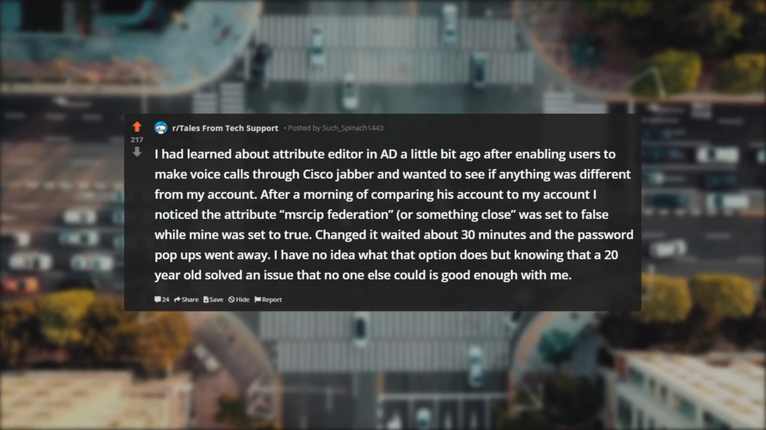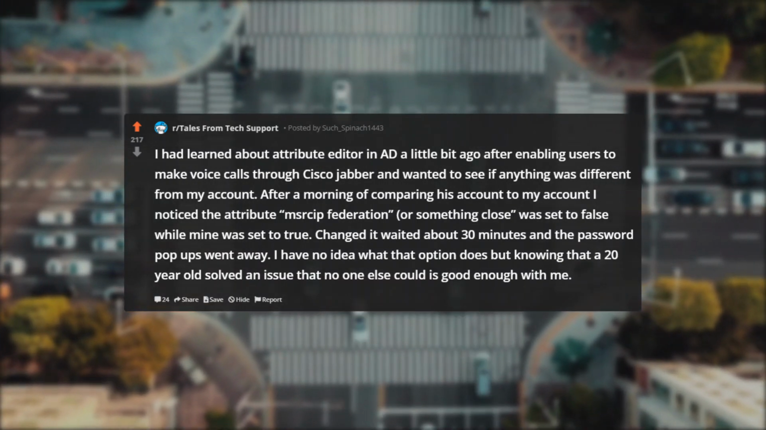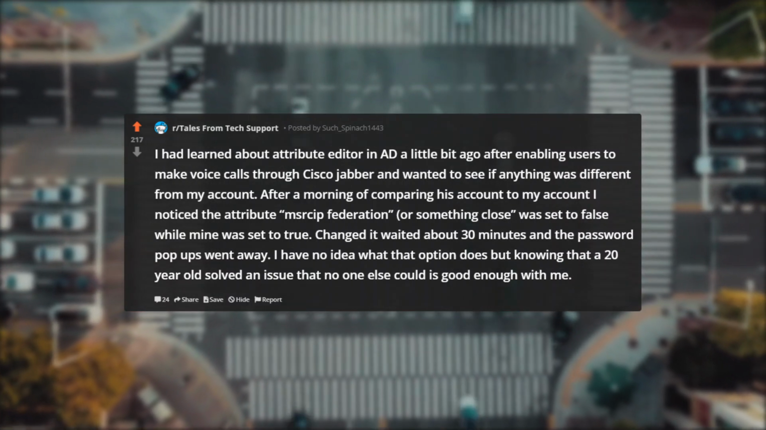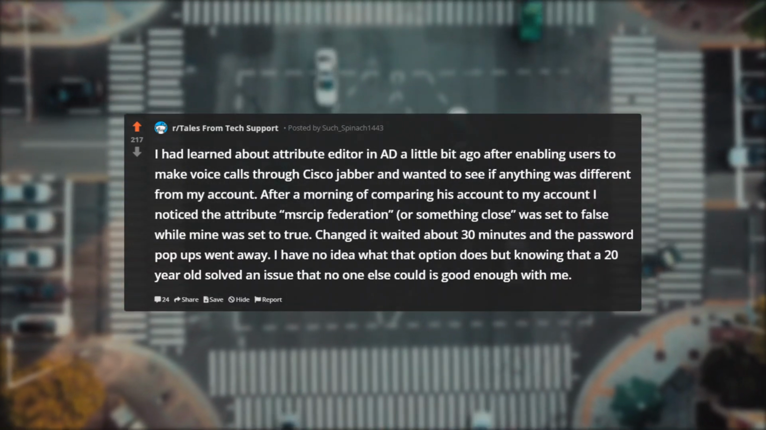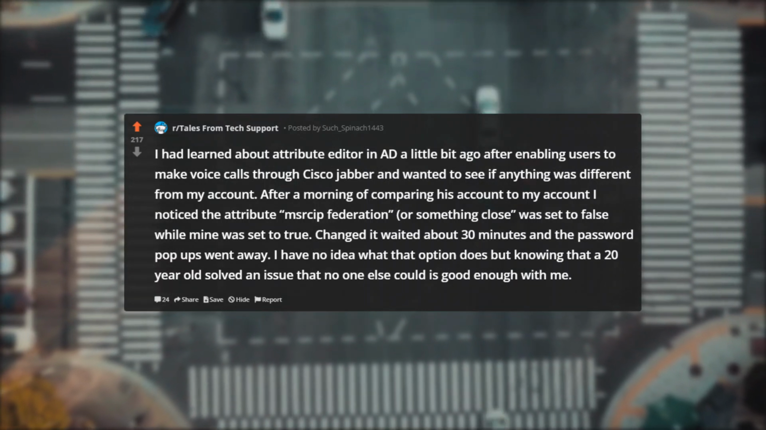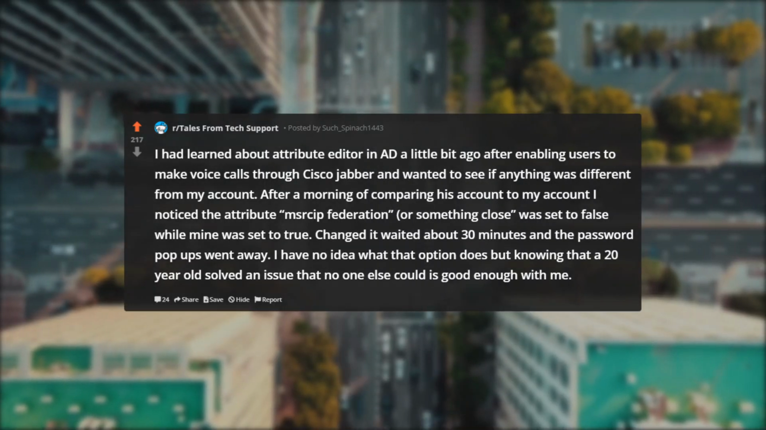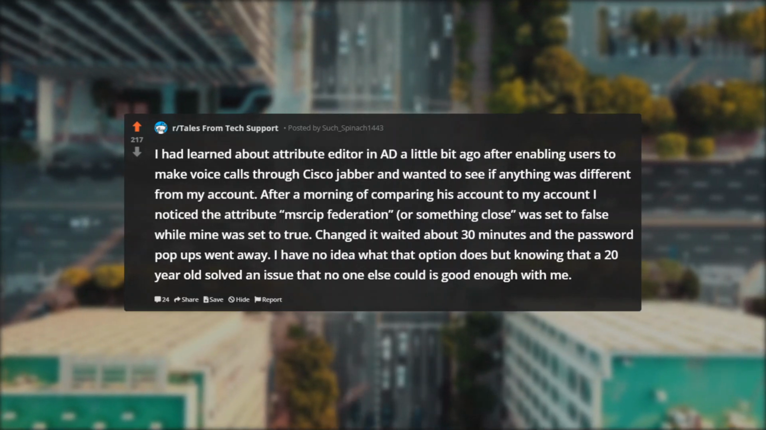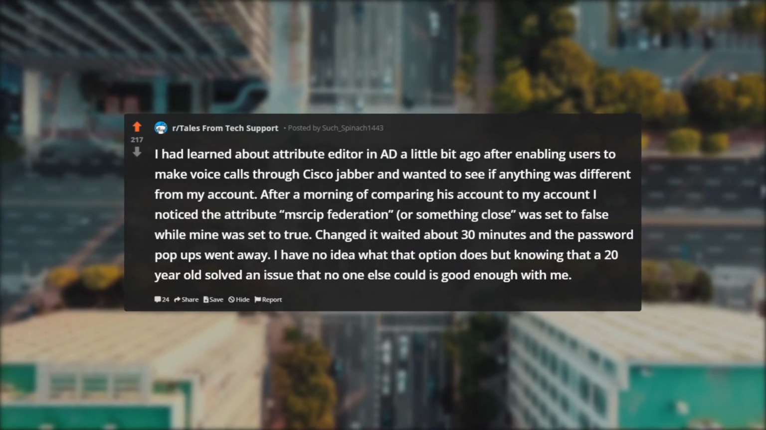After a morning of comparing his account to my account, I noticed the attribute Intercept Federation, or something close, was set to false while mine was set to true. Changed it, waited about 30 minutes, and the password pop-ups went away. I have no idea what that option does, but knowing that a 20-year-old solved an issue that no one else could is good enough for me.